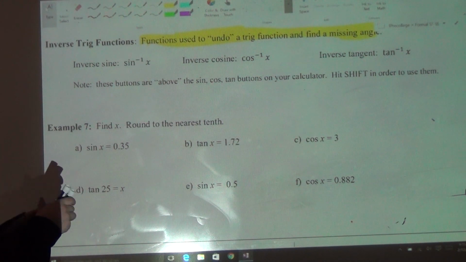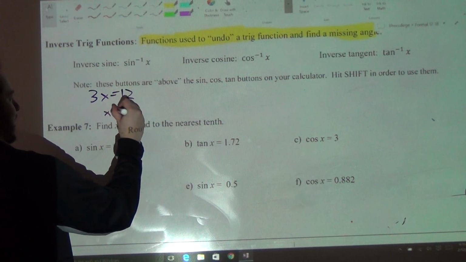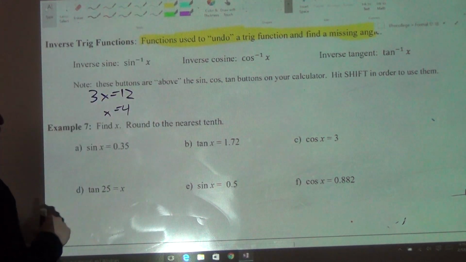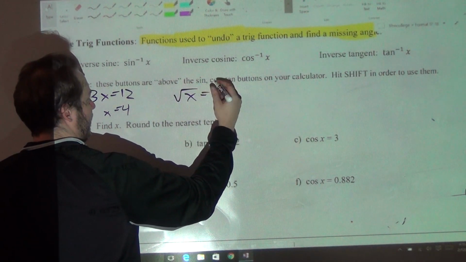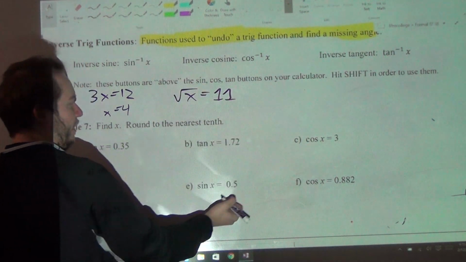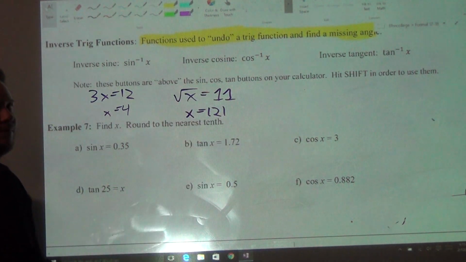The way it works is very similar to, like, if you had 3x equals 12, you would get x equals 4 because division undoes multiplication. If you had the square root of x equals 11, and you want to know what x was, well, you would square both sides and you get x equals 121.